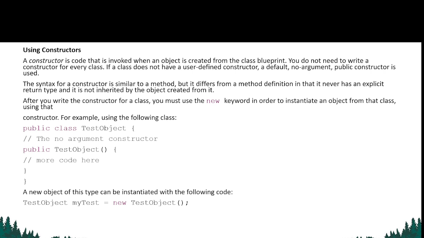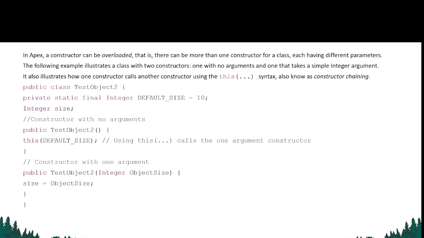When you are writing the constructor for a class, you use the new keyword so that you can easily instantiate an object for that particular class. So I have declared the class as public class TestObject, and you are providing no parameters inside the constructor, simply calling public TestObject, and then you can write multiple lines of code after this. A new object of this type will be created and you will get the TestObject myTest. Then you can create the instance of that particular object.